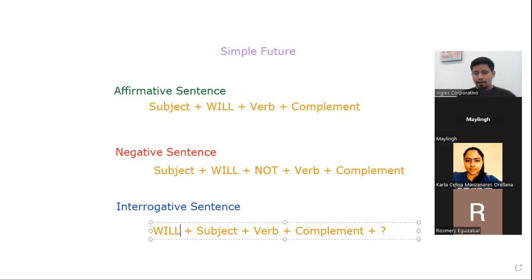Yes. Ok, ahora las estructuras. Vemos las estructuras. Tenemos los affirmative sentences. En el caso de los affirmative sentences, we're going to be using subject plus will plus verb plus complement.